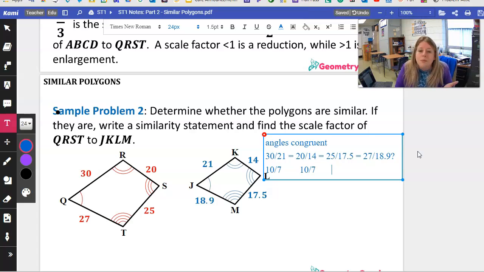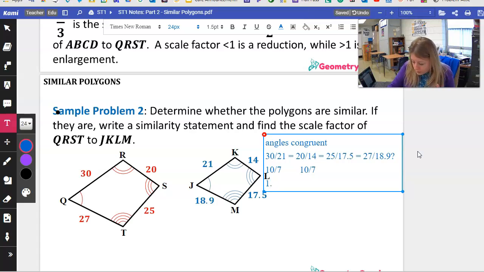Hmm. 25 and 17.5, those don't simplify very well, but if you look at the decimal form of 30 over 21, it's 1.42857. And if you look at the decimal version of 20 over 14, it's 1.42857.